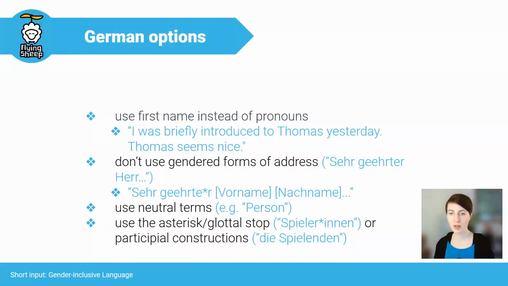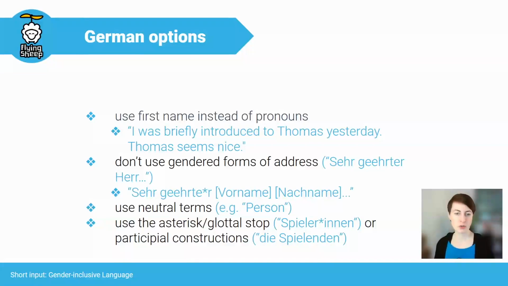So for example, when someone helped you with your luggage at the train station and you don't know anything about that person, then when meeting a friend and telling them about it, you could say, Diese Person hat mir eben beim Tragen meines Koffers geholfen. Das war total nett. So you don't make any assumptions about the gender of that person.